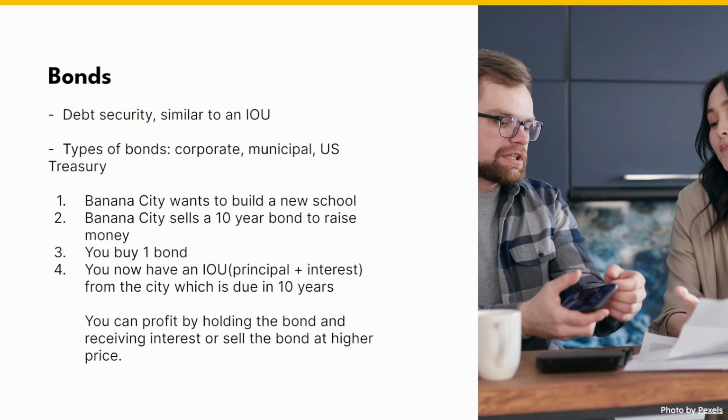So how do you make money with bonds? Essentially, you could profit by holding the bond and receiving the interest as well as the guaranteed principal, or you could sell the bond at a higher price, because the payments you're receiving could be lucrative for other investors.